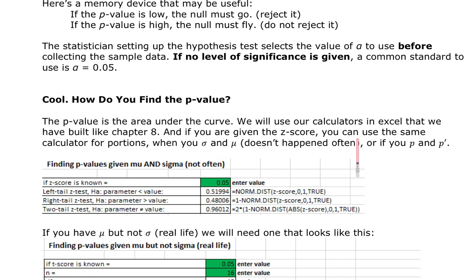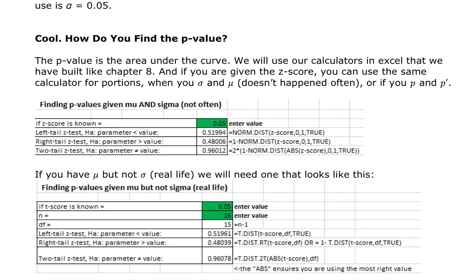If you know sigma and mu, which doesn't happen very often, or if you're in the land of proportions, this is what you're going to use. They're the same thing, the same calculators, because it's the norm.dist. If you don't know that, so you don't know sigma and mu, you just know sigma but not mu, then you're going to use a t-distribution. So we'll undo it with a t-distribution.